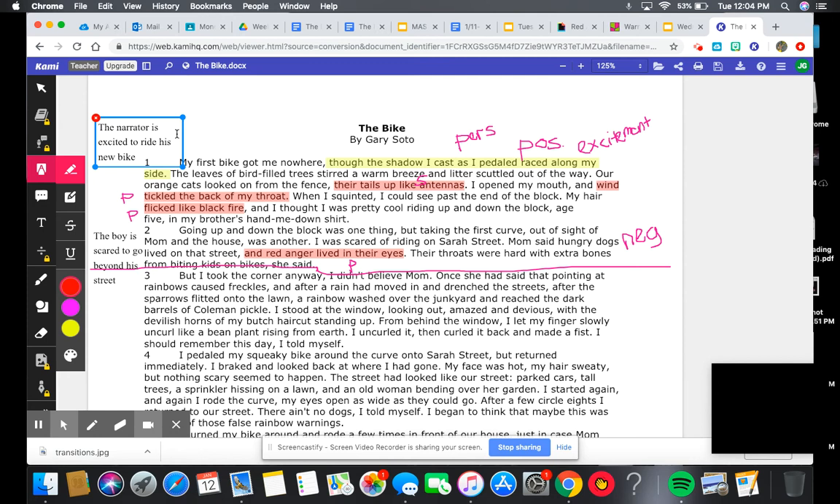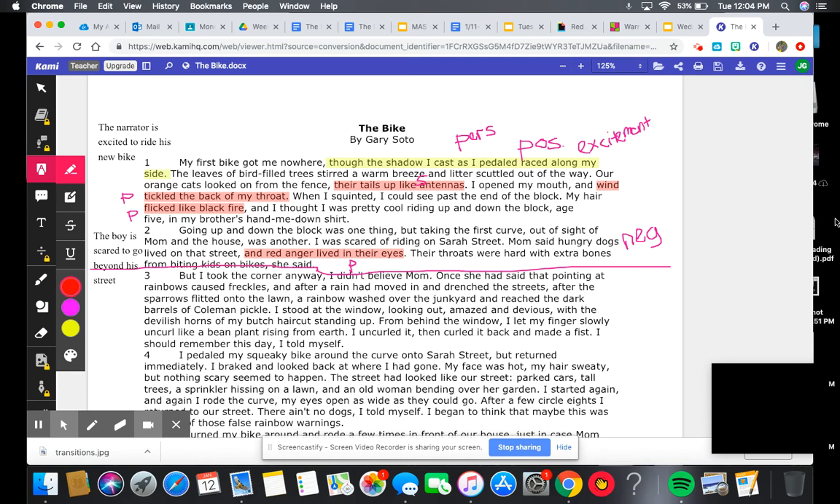Paragraph 2: "Going up and down the block was one thing, taking the first curve out of sight of Mom in the house was another. I was scared of riding down Sarah Street. Mom said hungry dogs lived on the street and red anger lived in their eyes." Again, I highlighted that because that's personification. Red anger cannot live, but you can see that it's negative and it's showing that they're fierce, that they're scary. And then the next sentence says, "their throats were hard with extra bones from biting kids on bikes."